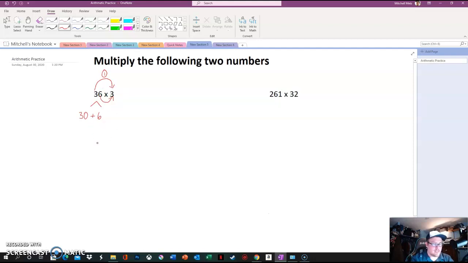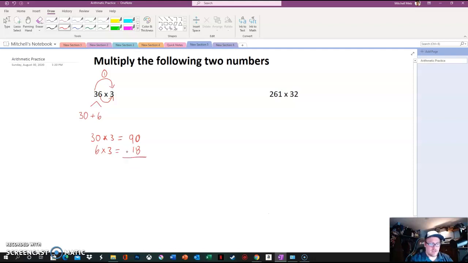That's going to be 30, because it's the tens place, times 3. And then I'm going to do 6 times 3. Now I'm just going to multiply these out and add them together. 30 times 3: 3 times 3 is 9. And then I just add my 0, because when you're multiplying anything with zeros, you just count the amount of zeros and rewrite them at the end. So I have 90, and then 6 times 3 is 6, 12, 18.